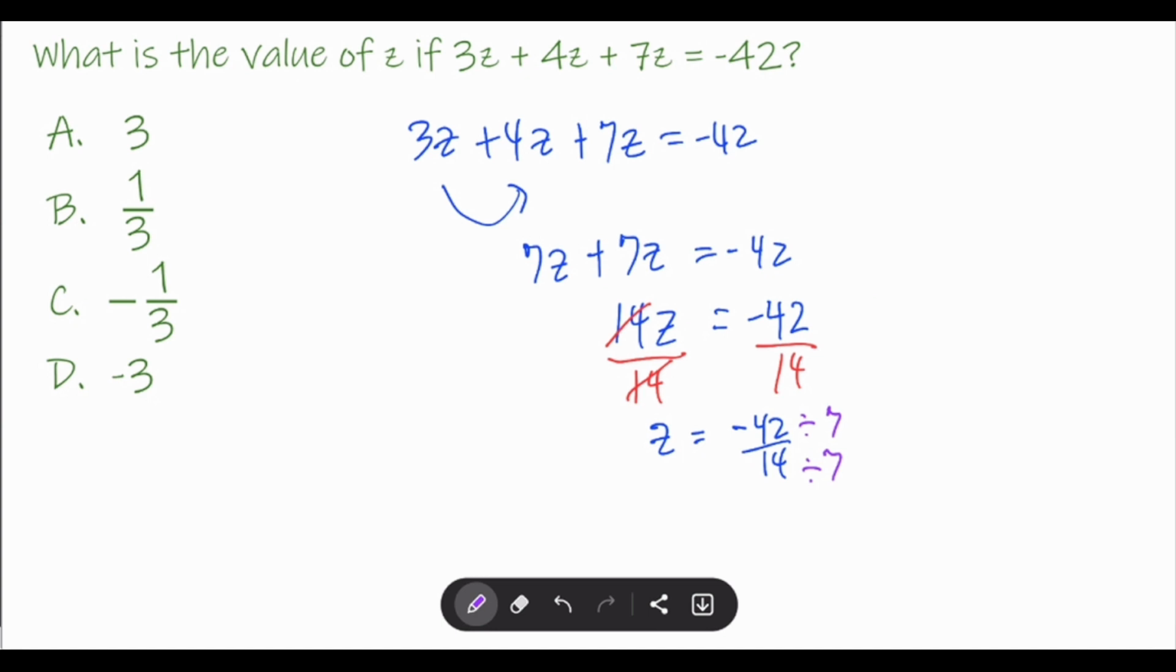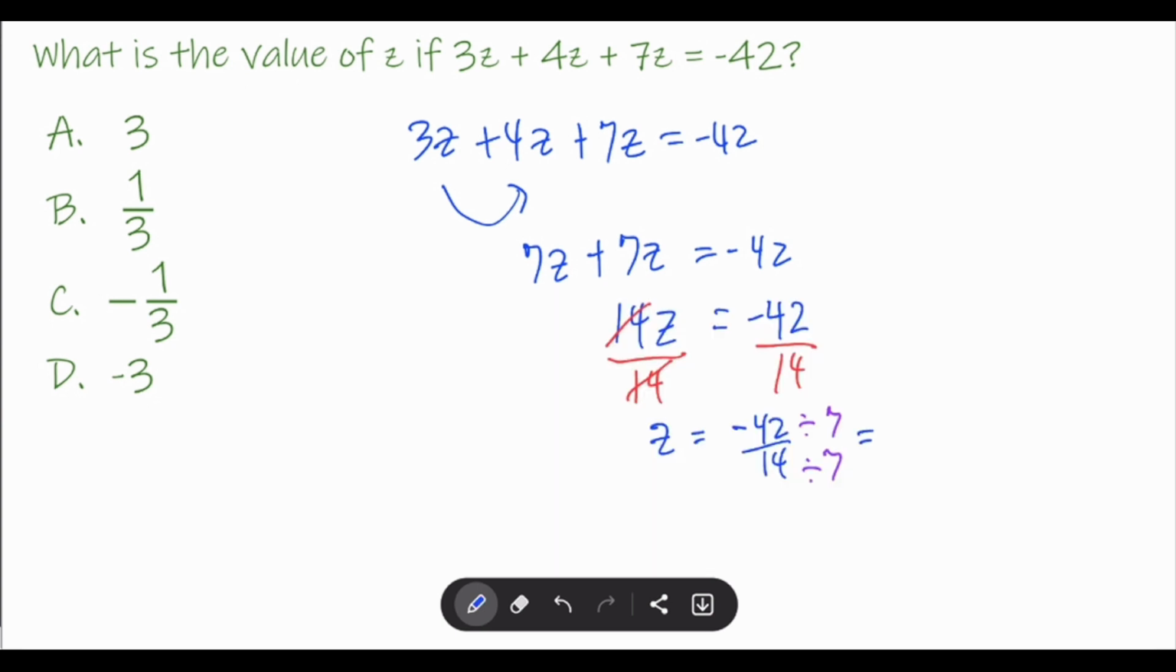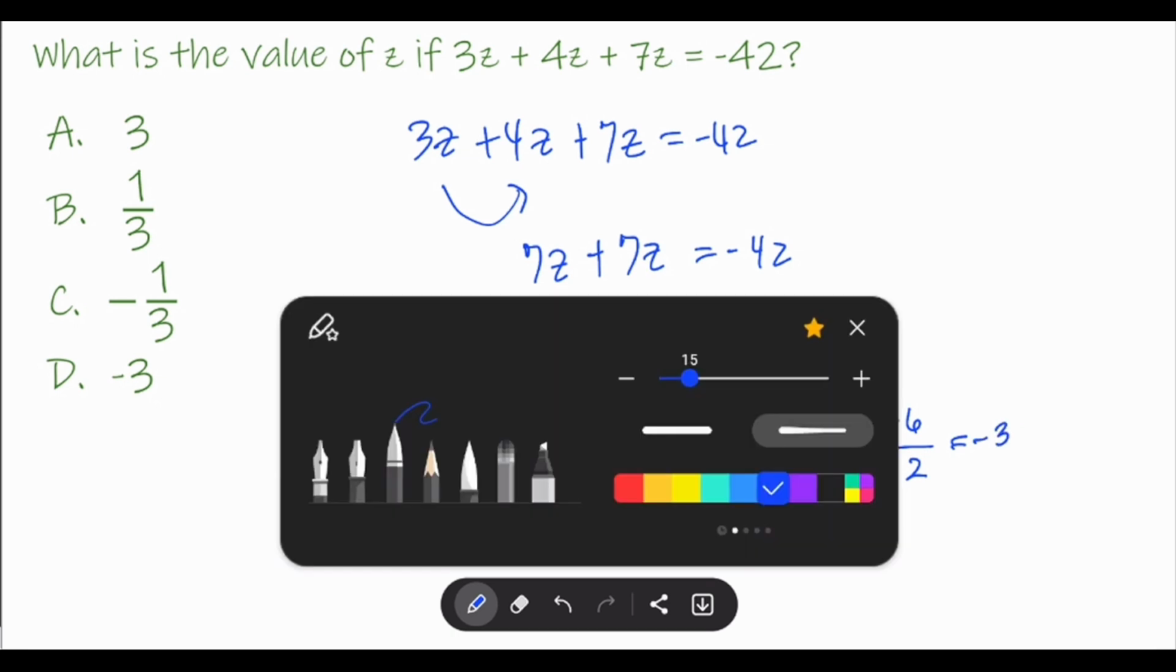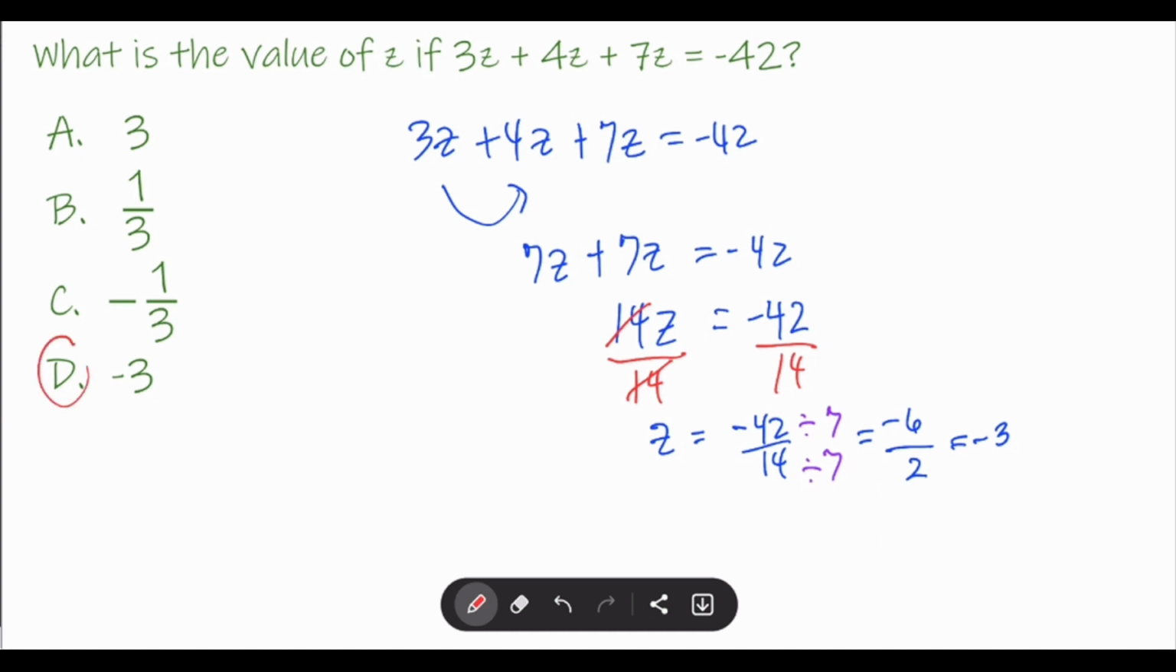So the new form will be 42 divided by 7 is 6, and then copy the negative sign, and 14 divided by 7 is 2. Now this is easier to simplify because negative 6 divided by 2 is just negative 3. So that means the answer for this problem is negative 3.